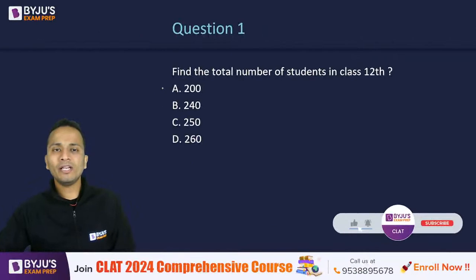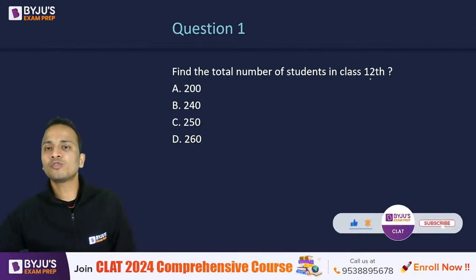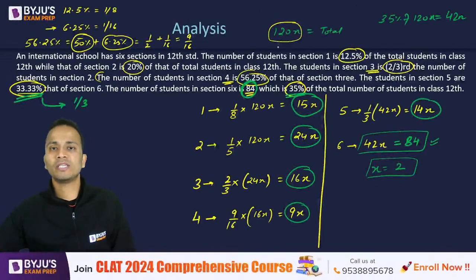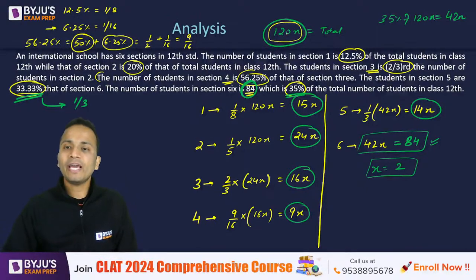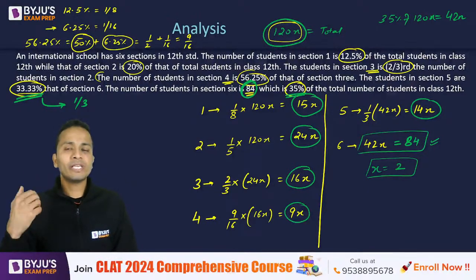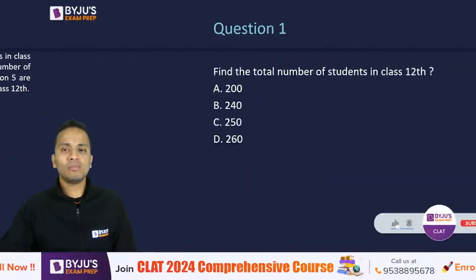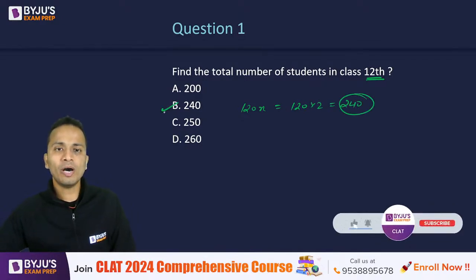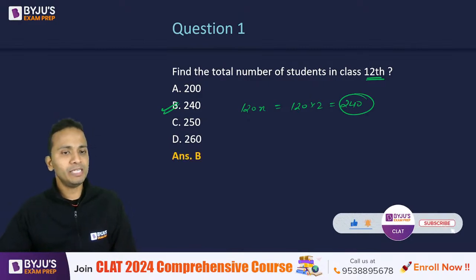So question number 1: find the total number of students in class 12th. The total number of students is 120x, and the value of x is 2. So you can substitute and get the total number of students. 120x means 120 into 2, which is equal to 240. So 240, that is option B, should be the correct answer for this question.